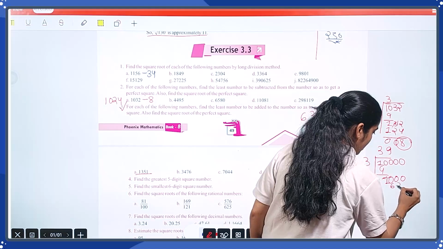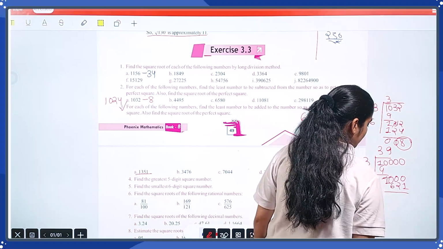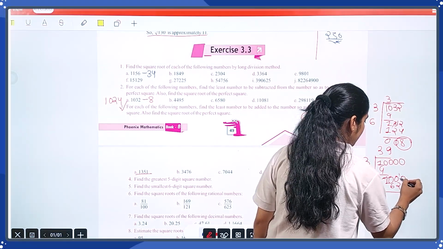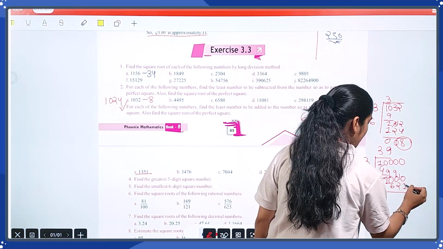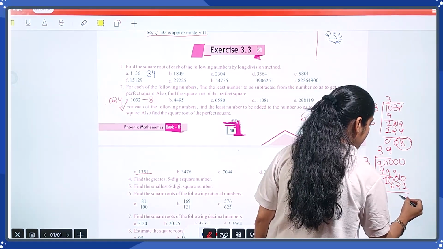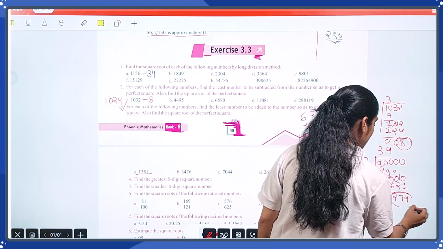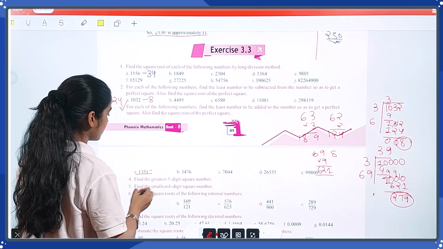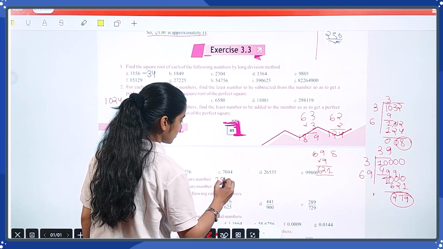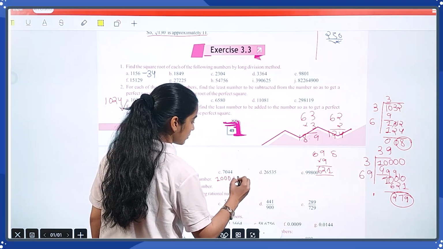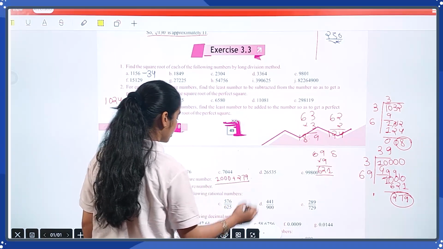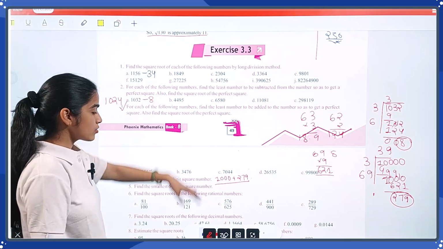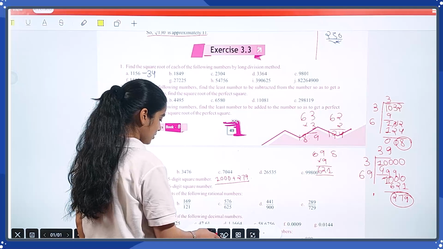1000 minus 621. From 0, we have to subtract 1. 1 from 0 is not possible. Then it will be 10, 9 and 9. So 10 minus 1 is 9, 9 minus 2 is 7 and 9 minus 6 is 2. So 279 should be subtracted from this. Sorry, 1000 minus 621 is 279. So you have to find it accordingly. I already explained this question in your example portion. So now 279, here is your answer.